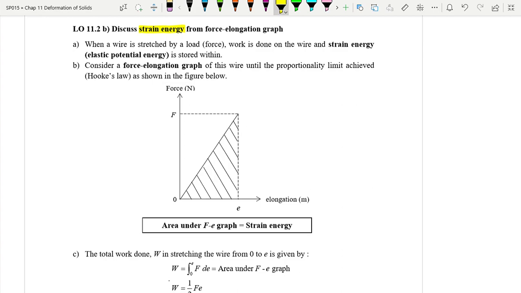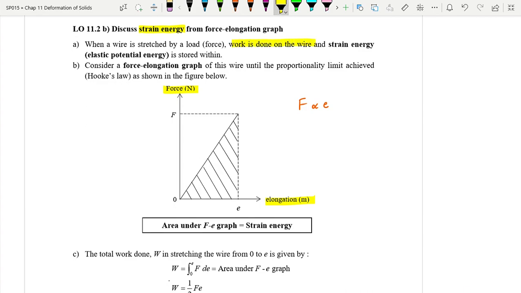Okay, so kalau kita plot graph of force against elongation ataupun extension, kalau tengok pada graph kat sini, force against elongation, kita tahu from Hooke's law, force is directly proportional to extension ataupun elongation. Jadi kita akan dapat straight line that pass through zero, pass through origin. Okay, so from this graph, we actually can calculate the work done on the wire.